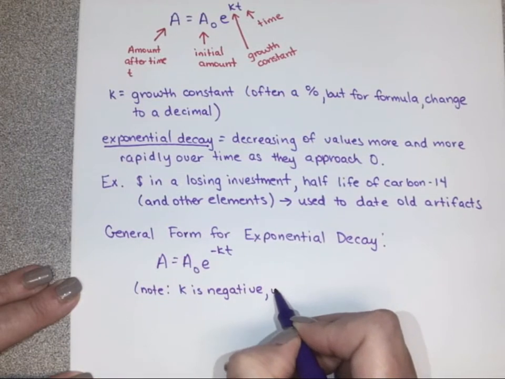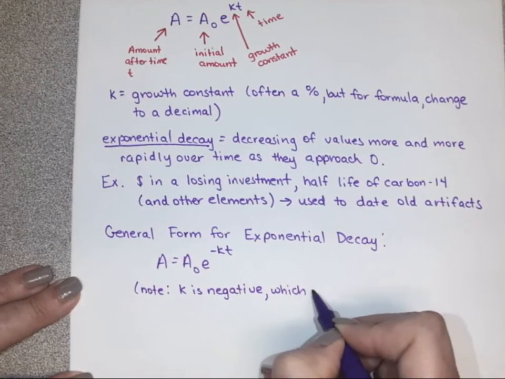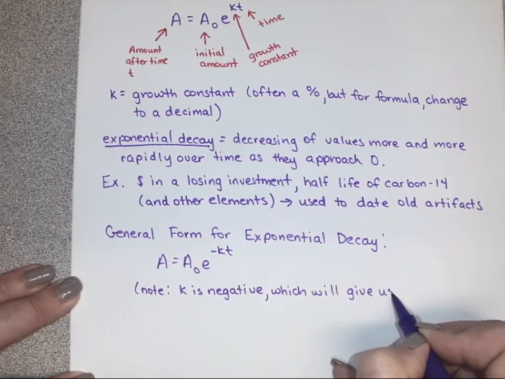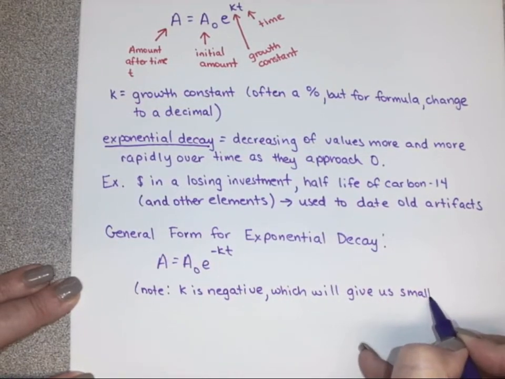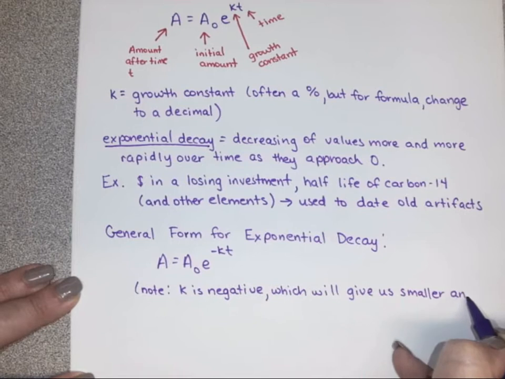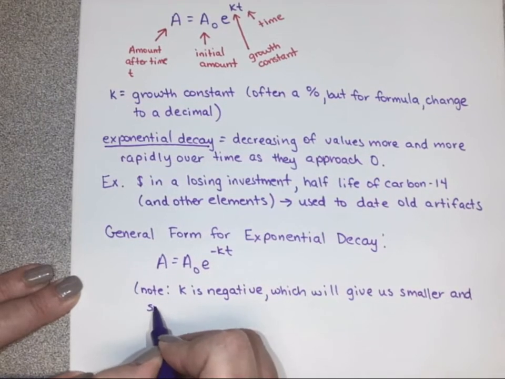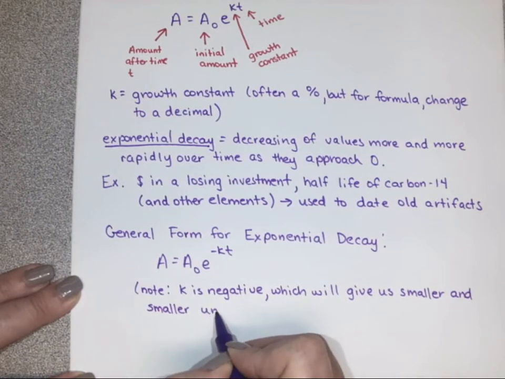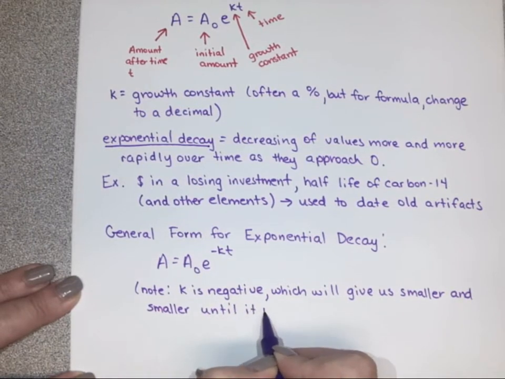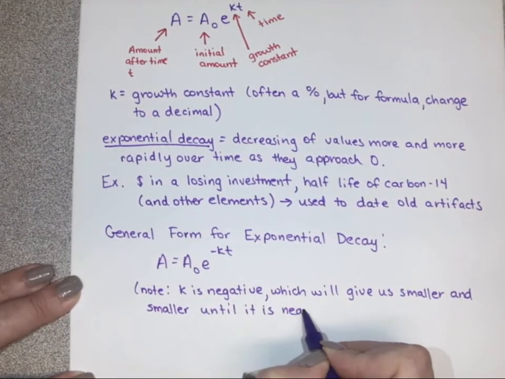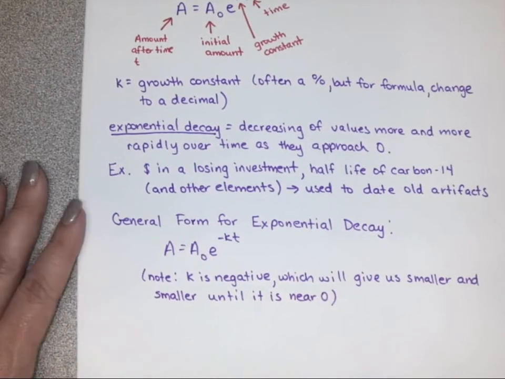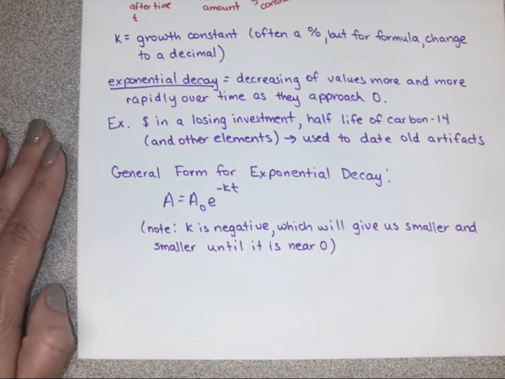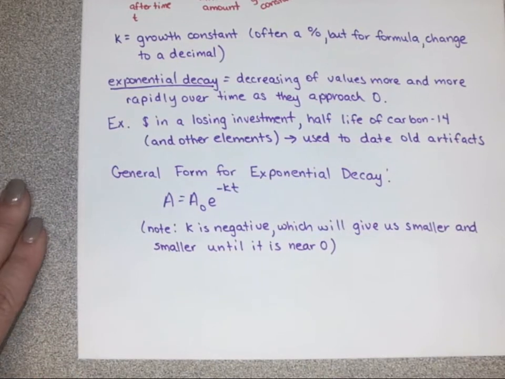Negative exponents give us fractions, right? So basically it's going to give us smaller and smaller fractions until they approach 0. So you're just going to be like whittling, chipping away at it. It's just going to be getting smaller, smaller, smaller, smaller as we go to 0.